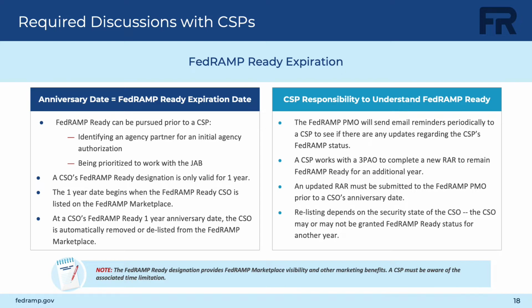If a CSP needs an additional or annual extension for being listed as FedRAMP Ready on the marketplace, the CSP must work with a 3PAO to complete a new RAR to remain FedRAMP Ready for an additional year. The updated RAR must be submitted to the FedRAMP PMO prior to a CSO's anniversary date. Depending on the security state of the CSO, it may or may not be granted FedRAMP Ready status for another year.